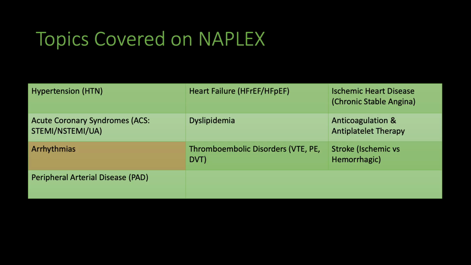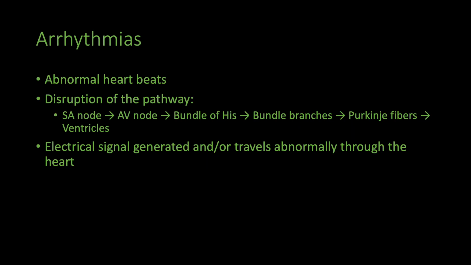This is just a preview of some of the mechanisms. I'm just going to show you in these slides, so at least you have an idea as to what to look out for in terms of preparing for the NAPLEX exam. So when it comes to arrhythmias, they are basically abnormal heartbeats. Someone could be having a very fast heartbeat, and it might not be a regular heartbeat. It might be irregular. So it's an irregular rhythm of those heartbeats.